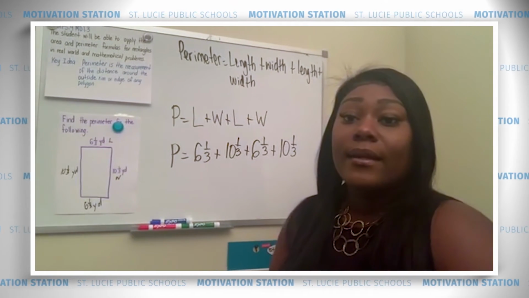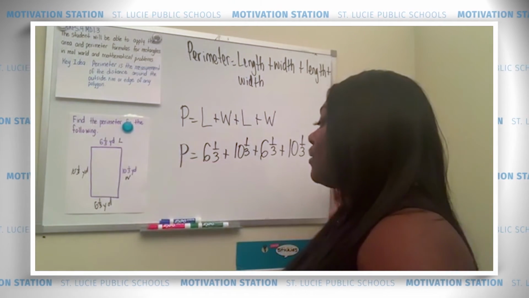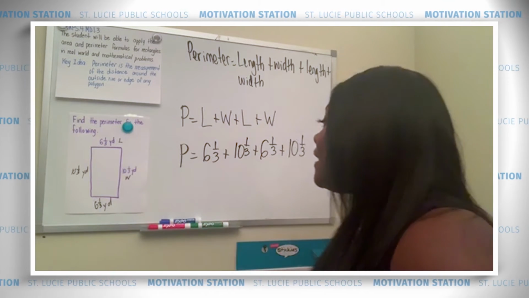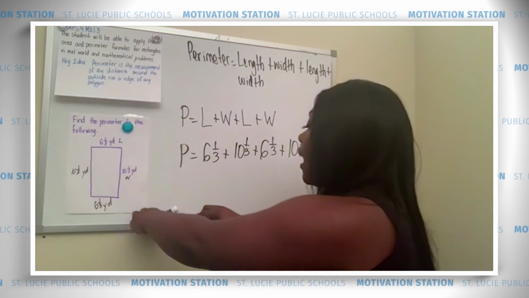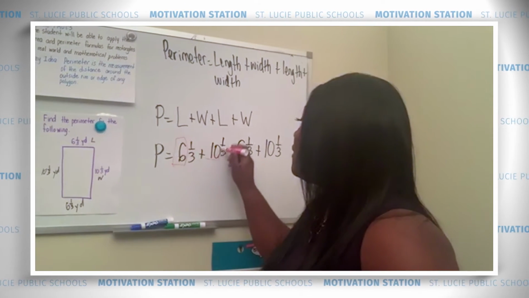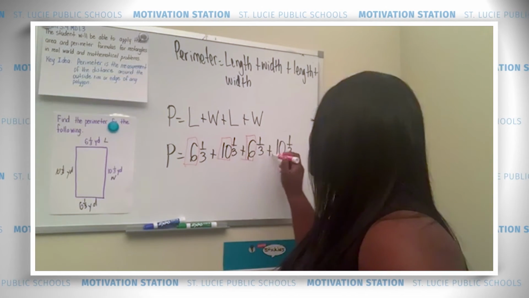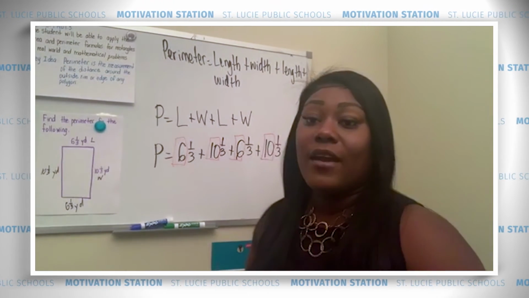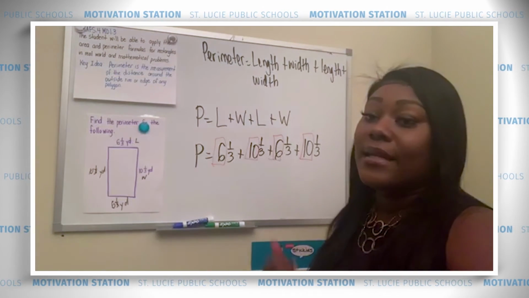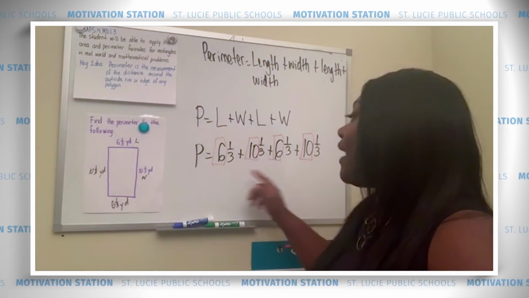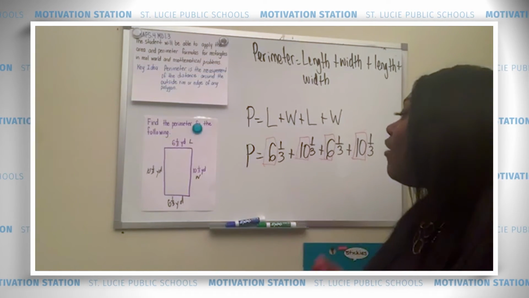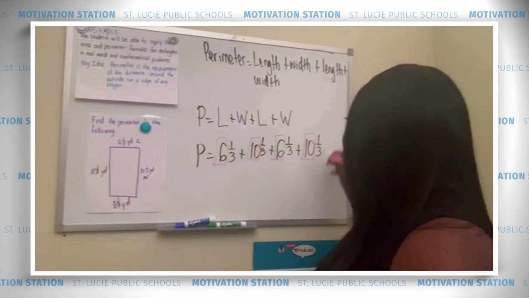Now, when I look at problems and they're written out horizontally, I like to rewrite them vertically so that I can properly add. In this case, I will add the whole numbers to whole numbers, and then I will add the fractional pieces to the other fractions. So I have 10 and 10, I know that 10 plus 10 equals 20, and I have 6 and 6, and I know that 6 plus 6 equals 12. 12 plus 20 equals 32.